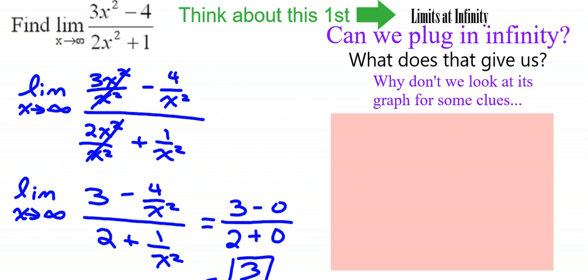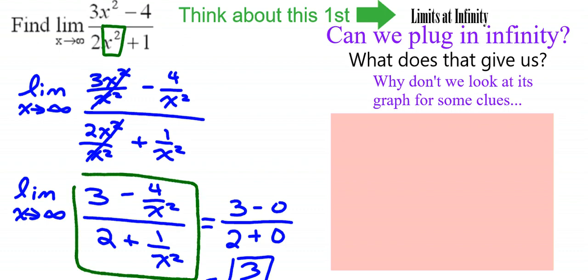And so what we do, our method is we take the highest power in the denominator, which is x squared, and we divide every single term by x squared. And that's legal. It doesn't change the value of this function at all. We divide every single term by x squared. We simplify, and we end up with this right here. And so what we've got to do now is find the limit.